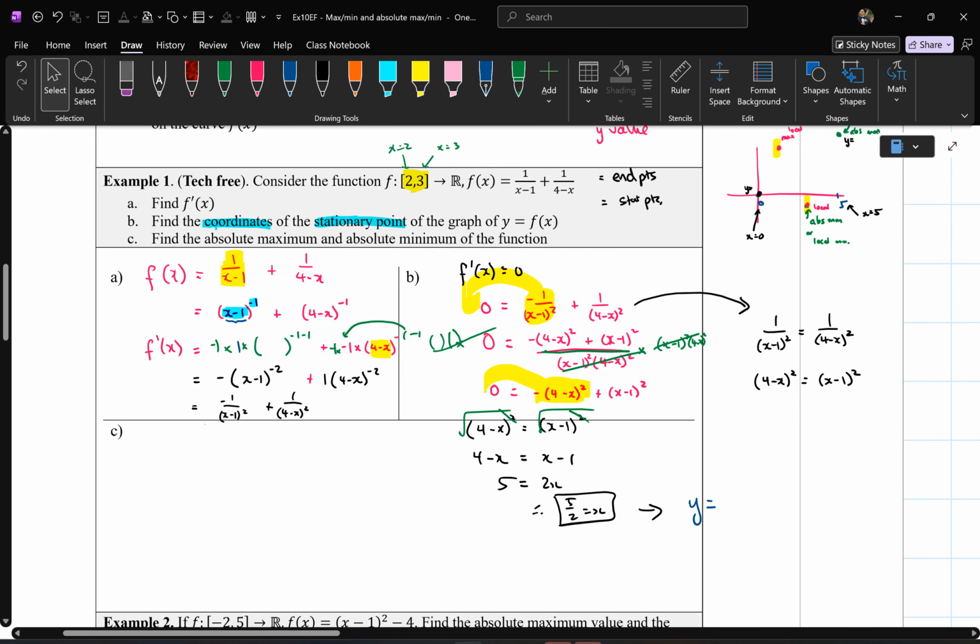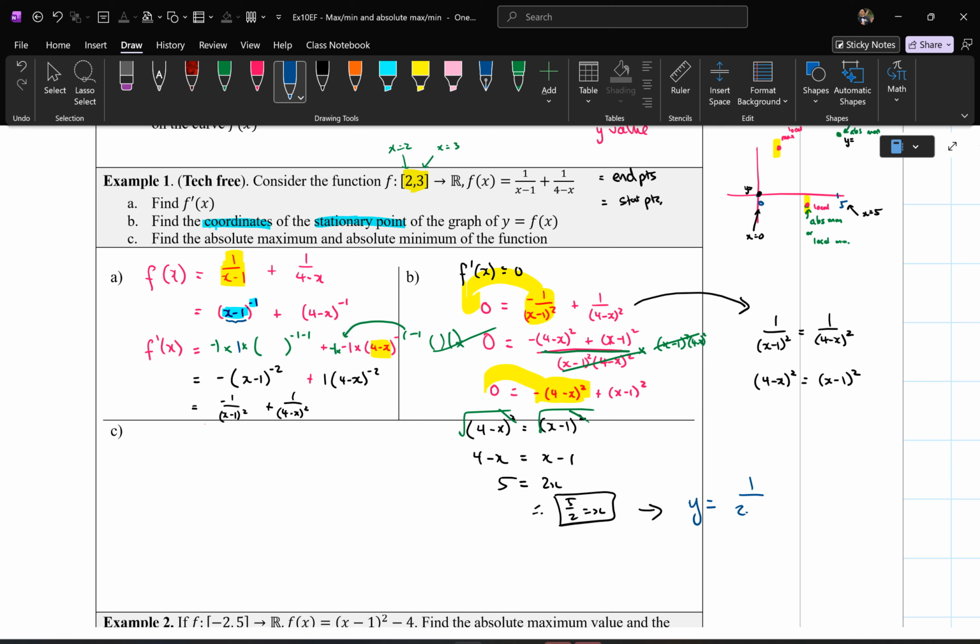So the function is 1 over x minus 1. So it's 1 over, you can think of 5 on 2 as 2.5. So 2.5 minus 1. And plus 1 on 4 minus 2.5. Turns out that would be 1 over 1.5. Yeah, 1.5, which is 3 over 2. Plus 1 over 3 over 2 again.